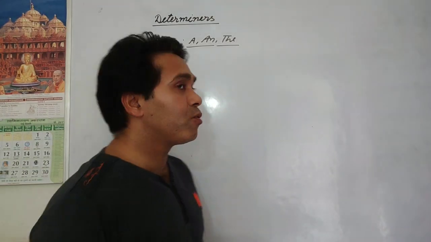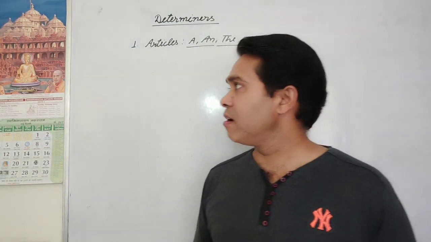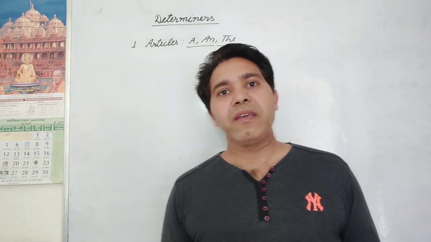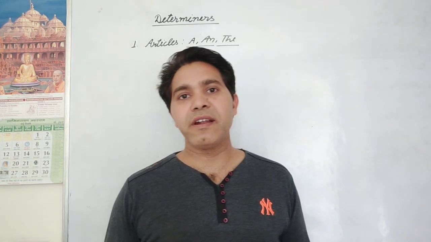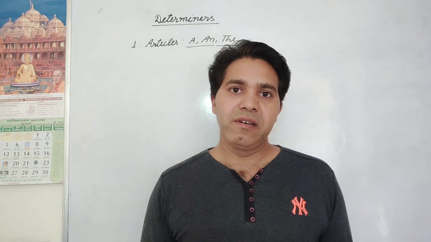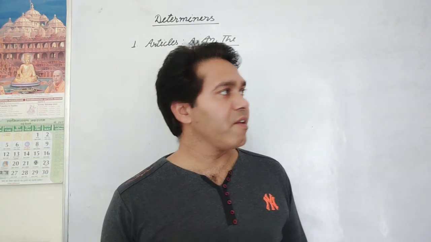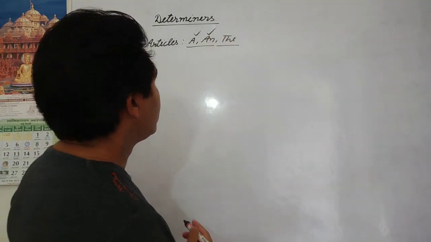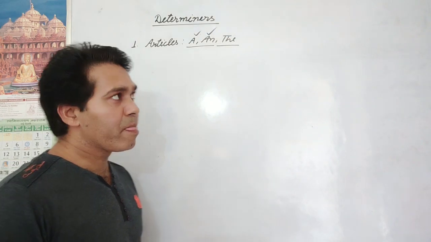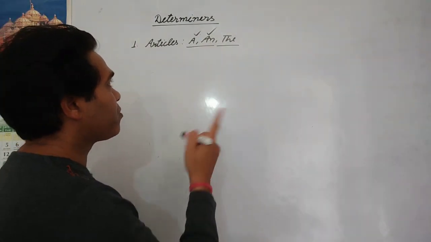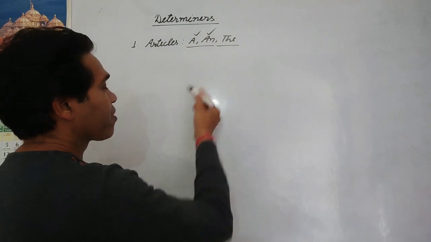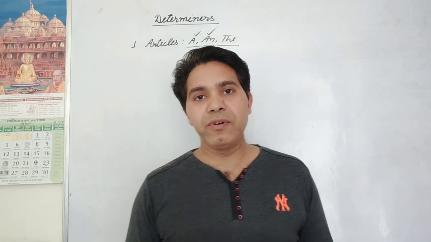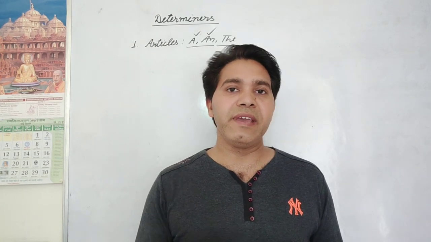First we will do articles, and in articles there are three: a, an, the. A and an are indefinite articles and the is a definite article. So first of all we will do indefinite articles. Where do we use a and an? First of all I am telling you about a. Before a consonant, when we get the sound of a consonant, then we use a.